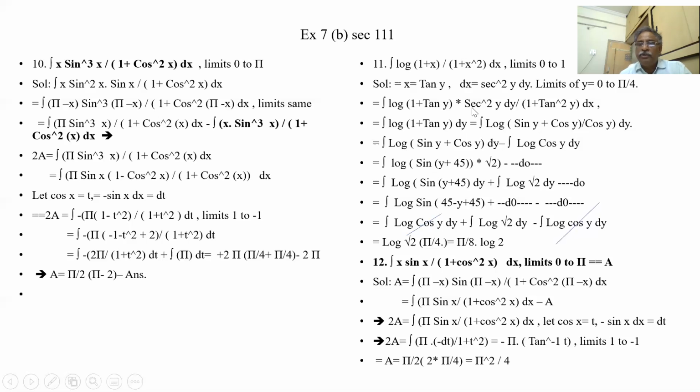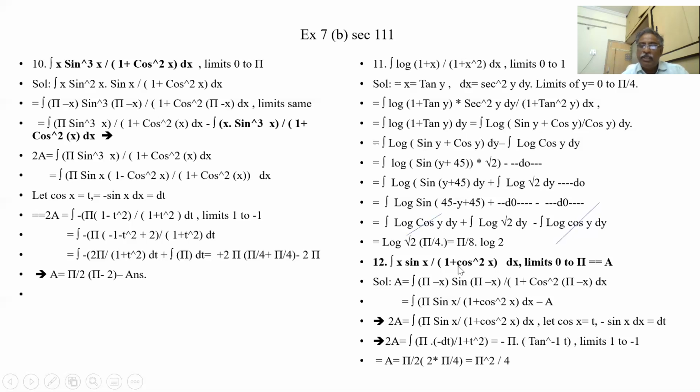Okay. So it's a very typical problem involving normal integration plus applying my rule. So instead of log cos y, we do not have any log cos y, because these are getting cancelled. Let us see another one.